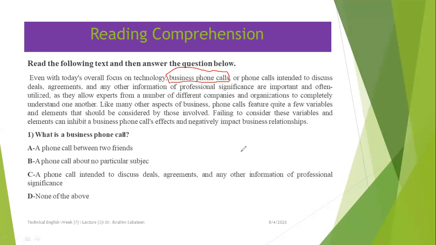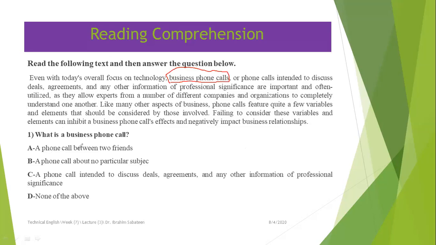Okay, why? Because we have elements and variables. You have to take them into consideration. في عناصر وعوامل مهمة لازم ناخدها باعتبارنا قبل ما نعمل إحنا نسميه هنا business phone calls. Okay, to benefit. Why do we do this? ليش إحنا بنعمل هذا الشيء؟ To benefit from the business phone call. Look here. What is a business phone call? تعريفه. What is a business phone call?